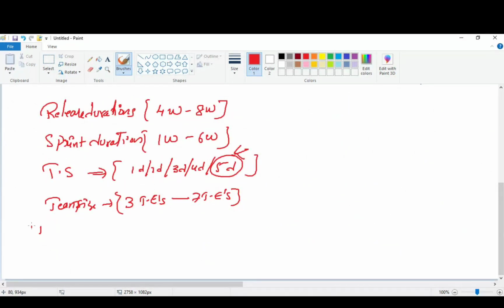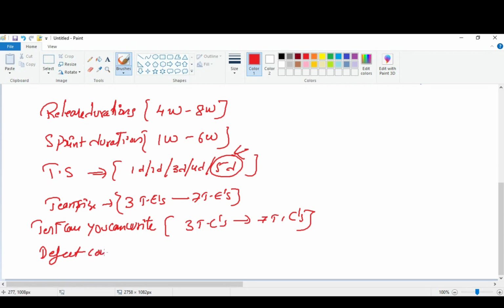Number of test cases. Test cases you can write 3 test cases to 7 test cases. Understood, everyone? Defect percentage, okay, that also I'll give. Defect count 20 to 25%. Failure. Yes. Shubham, fixing the defects and retesting.